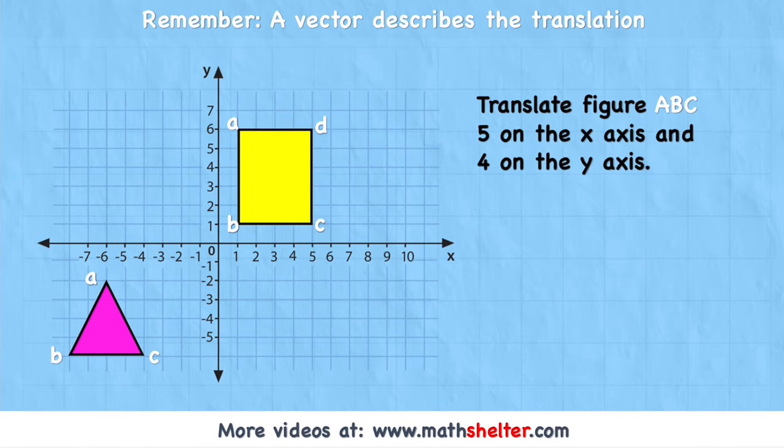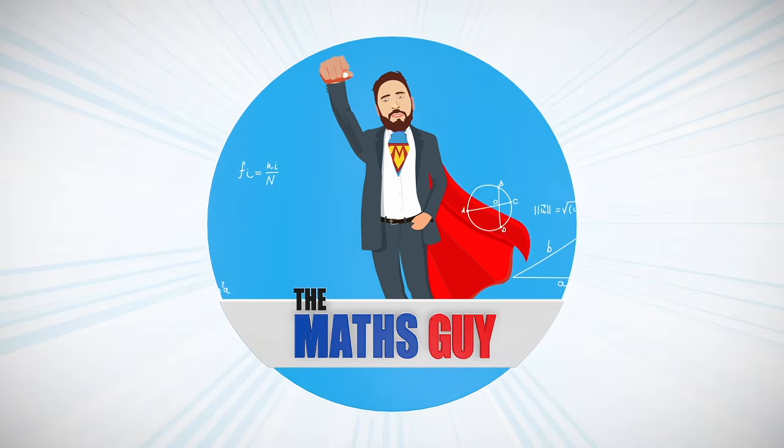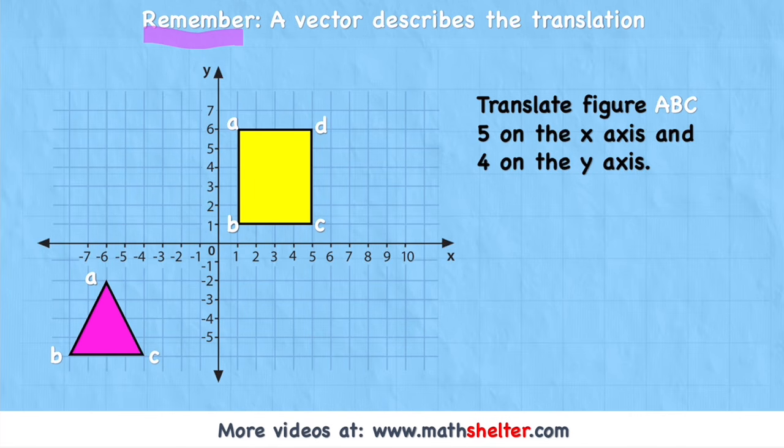Today we are looking at how to translate shapes across a 4-quadrant graph. So let's waste no time, let's go. Okay, what do we need to remember today? Well, we're going to remember that a vector describes the translation. And we're actually going to get to that in a moment.